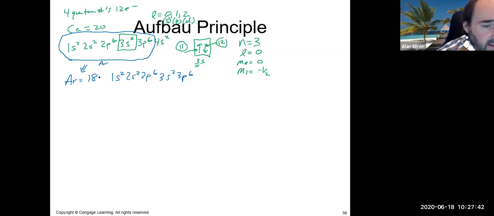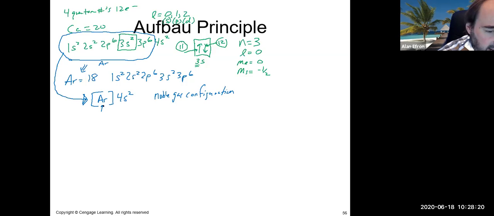And there is another way that we could write the configuration for calcium that's very commonly done. Because that first part is the exact same configuration as argon, we could put a little bracket around argon. But remember, it's not 18, it is 20. So we would then just continue on with the electron configuration. And this is what is sometimes referred to as the noble gas configuration, which would imply that the guy that goes in here needs to be a noble gas.